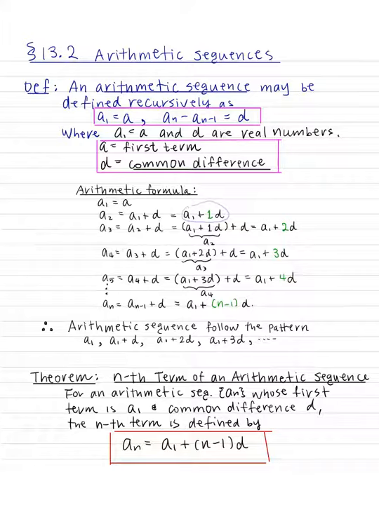We're going to keep doing that, but do you notice the pattern? The sequence follows the pattern of a sub 1 plus d, a sub 1 plus 2d, a sub 1 plus 3d, and so forth. Then here comes the theorem: the nth term of an arithmetic sequence. For an arithmetic sequence a sub n, whose first term is a sub 1 and common difference d, the nth term is defined by a sub n equals the first term plus n minus 1 times the common difference d.